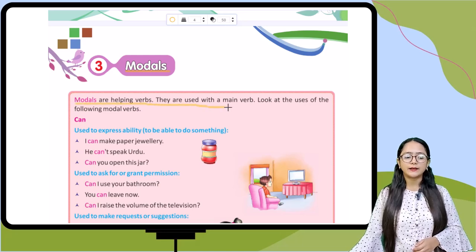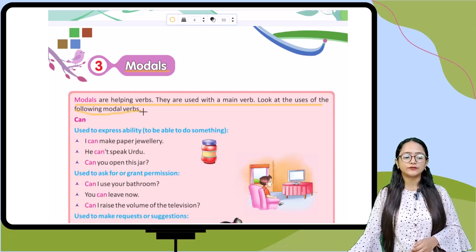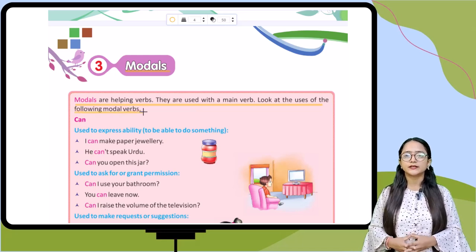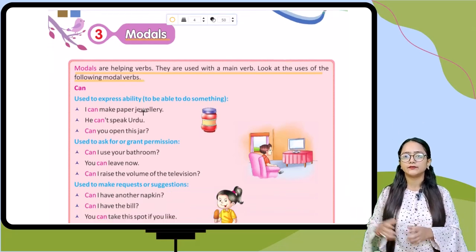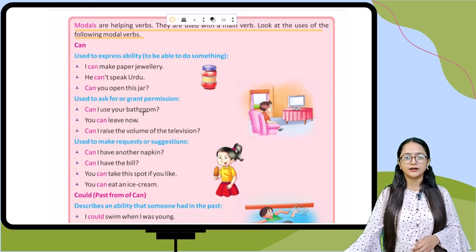Modals are helping verbs. They are used with a main verb. Look at the uses of the following modal verbs. So basically, modals are what? Modals are the helping verbs and they are used with the main verb. So let's look at some of the modals.